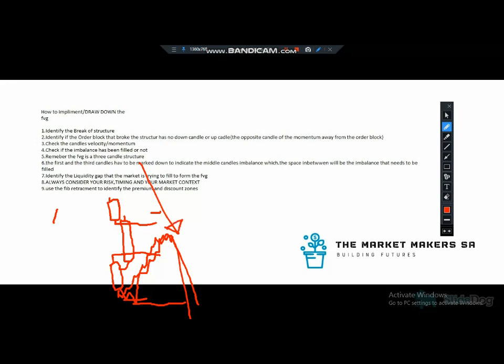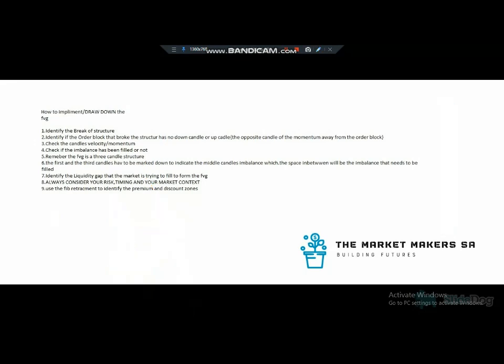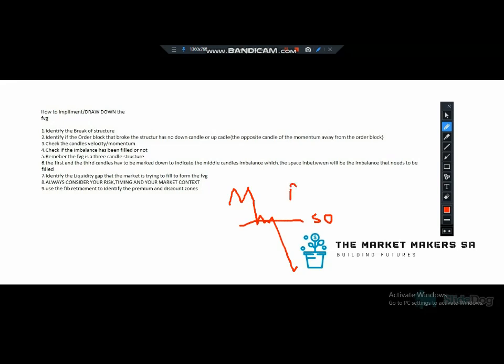And number 9, always use your fib retracement to identify your premium and discount zones. When you identify your fair value gap, you first need to understand: is it in line with my premium or my discount zone? That's how you use your fib retracement. The 50 level will then identify, okay, this is my premium zone and that's my discount zone.